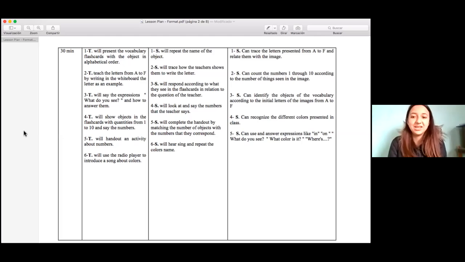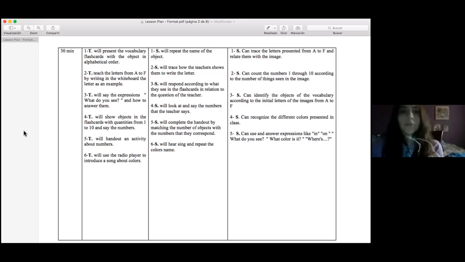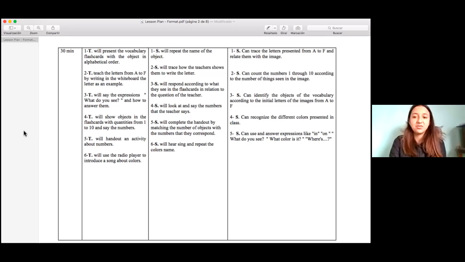The third success indicator is students can identify the objects of the vocabulary according to the initial letters of the image from A to F. The fourth activity is that the teacher will show objects in the flashcards with quantity from 1 to 10 and say the number. The fourth activity for students is that they will look at and say the numbers that the teacher said. The success indicator number 4 is the students can recognize the different colors presented in class.